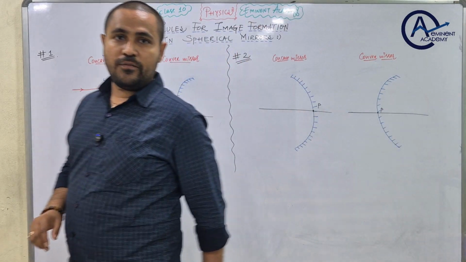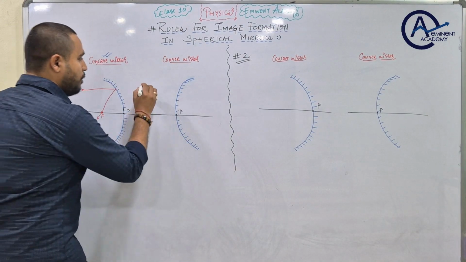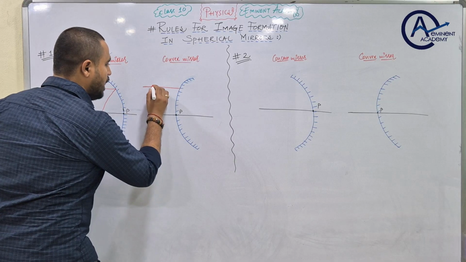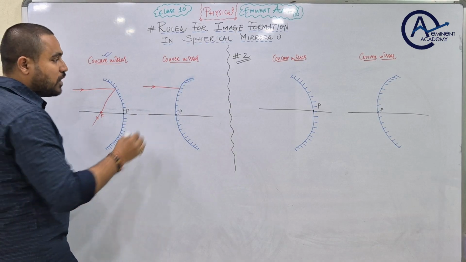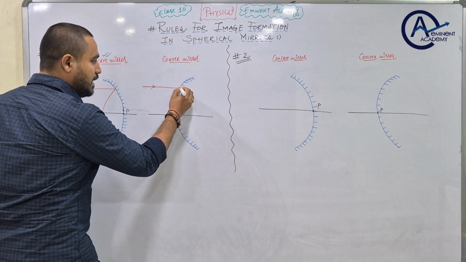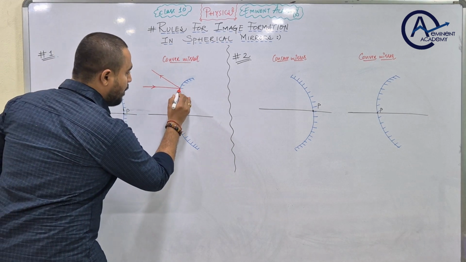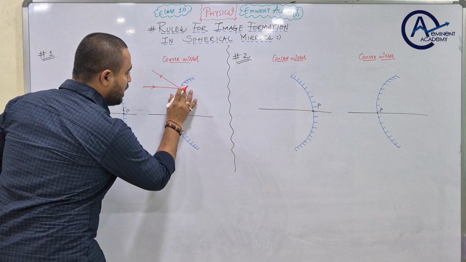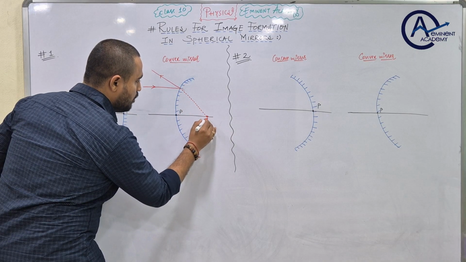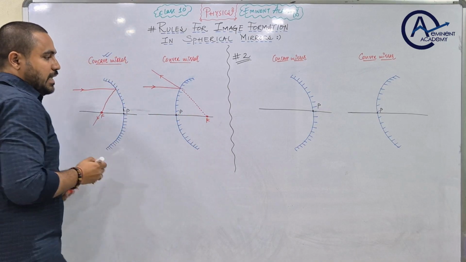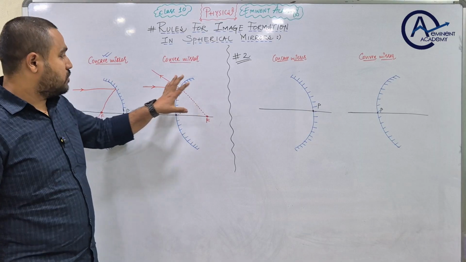Okay, but in case of convex mirror, what is the case? Let us discuss. If ray of light passing parallel to the principal axis, so after reflection, what will be the case? After reflection, it is actually diverging. Okay, but if we trace it back behind the mirror, so it appears that it is diverging from the principal focus. यानी कि it appears to meet at the principal focus. So this is the rule.